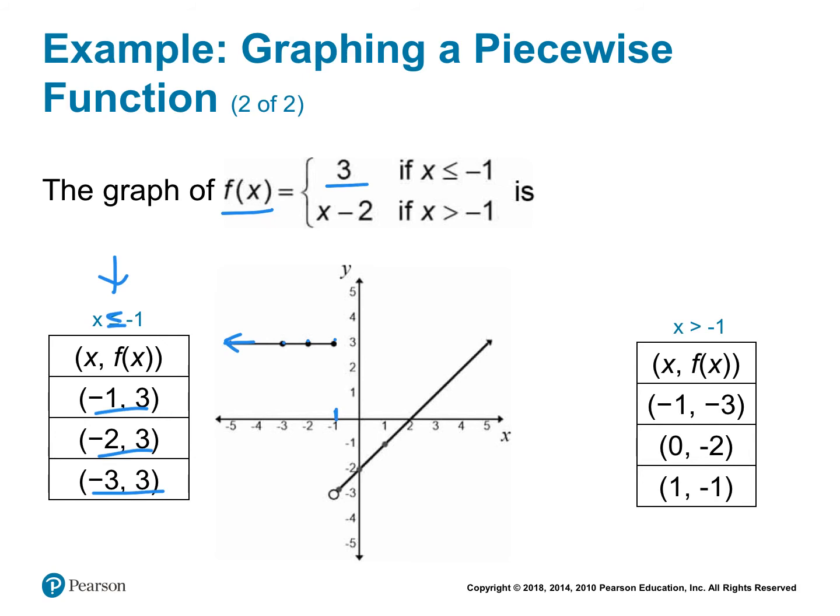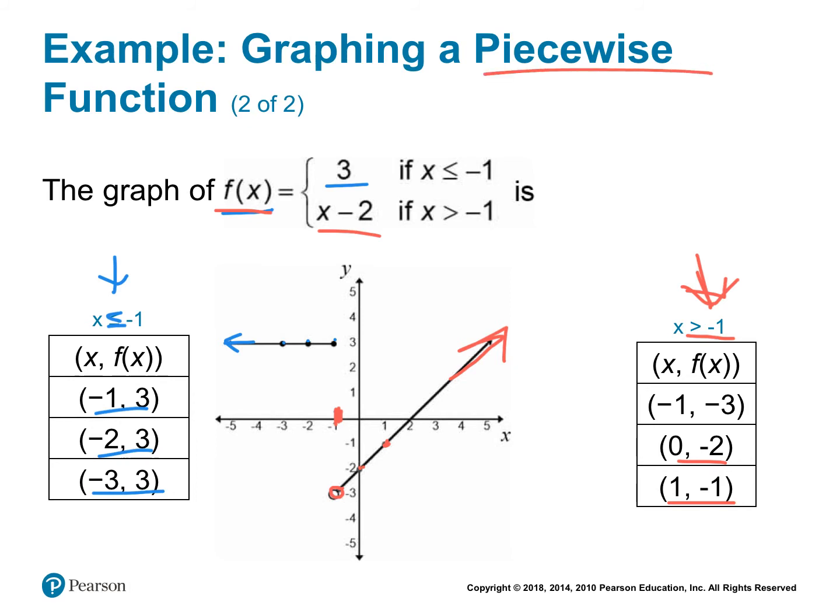Then our next one is over here. Our f of x is x minus 2, and our coordinates were -1, -3, but we said it had to be greater than -1, so it's where the graph starts, but it can't include the -1. And then we have 0, -2, and then 1, -1. This one is anything greater than -1, so it keeps going forever and ever in the positive direction. So you can see from the graph that it's two different pieces.